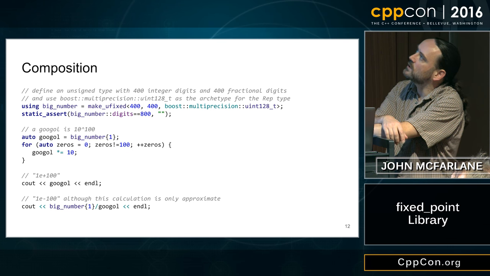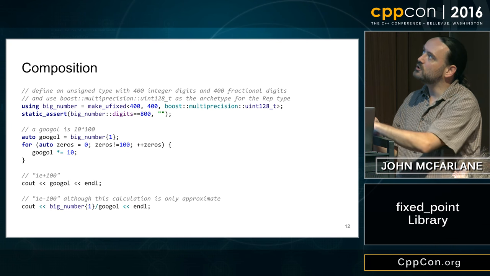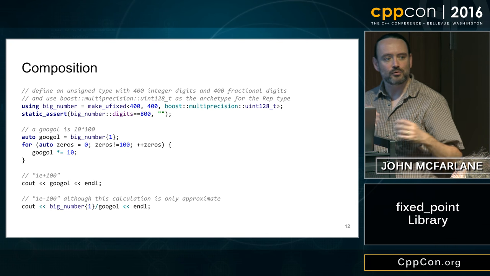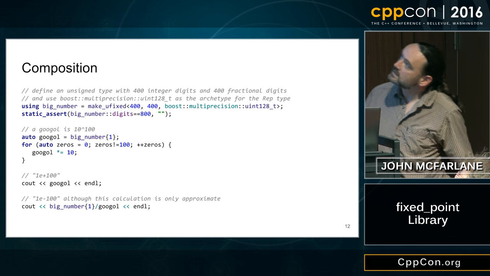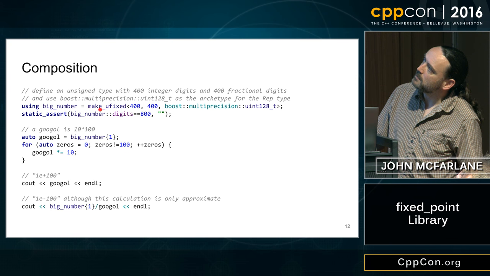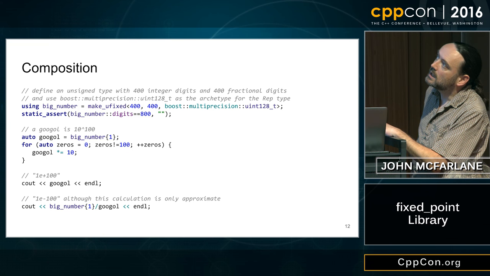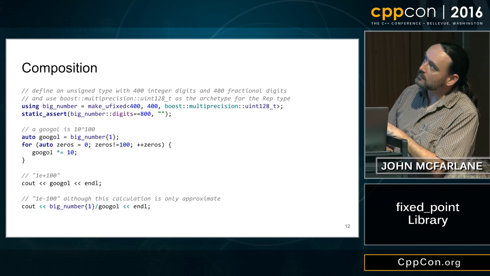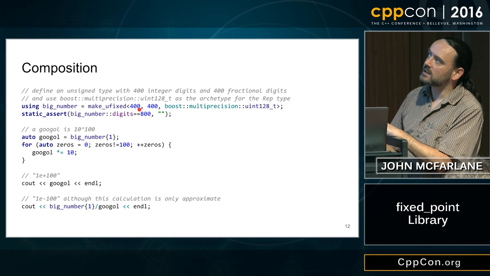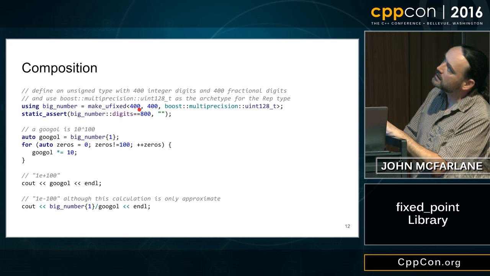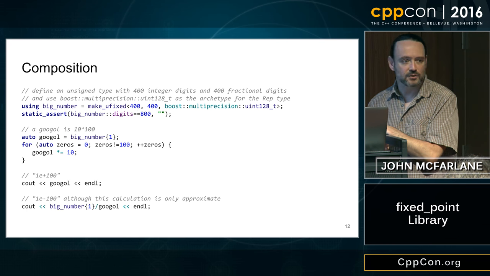I don't know who's heard of the Boost Multi-Precision library, but it's a library that provides you with integer types of pretty much unlimited capacity. And in this case, I'm using a helper type here, make_fixed. It's a little bit like make_pair or make_tuple. But in this case, it makes an unsigned fixed point value. And this particular type has 400 integer bits and 400 fractional bits.